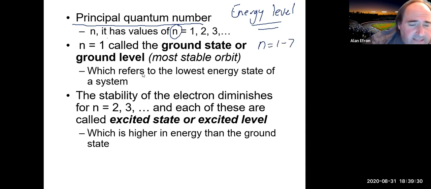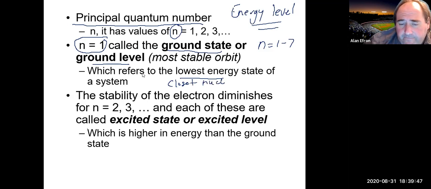And if N is equal to 1, that is what is referred to as the ground state or the ground level. And what that means is that is the lowest in energy you could have in terms of electrons, where they could be. It's also the closest to the nucleus. So your N equals 1 is your ground state. It is the most stable orbit, or orbital, you could have.